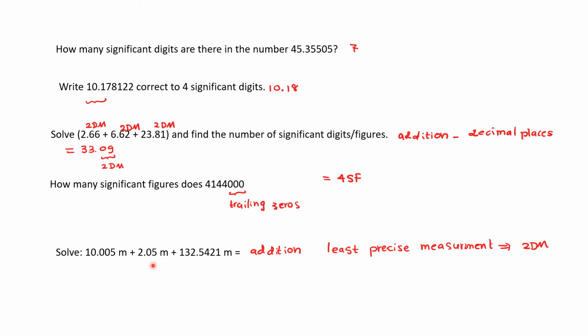Solve this mathematical operation, and this is addition. When you do addition, we are going to look for the least precise measurement. That means the one with the least decimal places. You have 3 decimal places in here, 2 decimal places in this number, and 4 decimal places in this number. So our final answer is going to be in 2 decimal places. So this is going to be 144.60, 2 decimal places in the final answer.